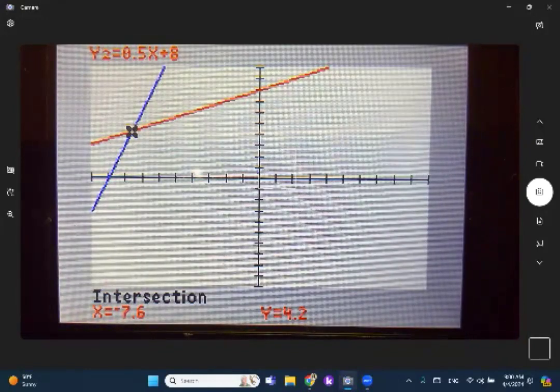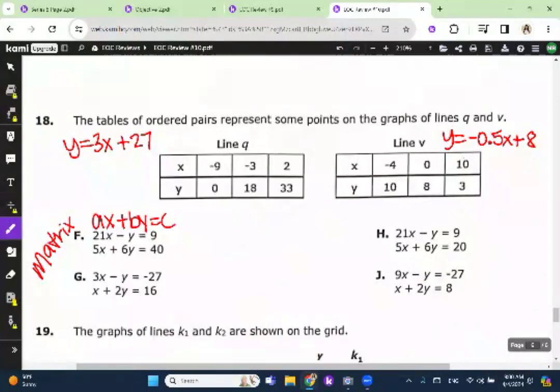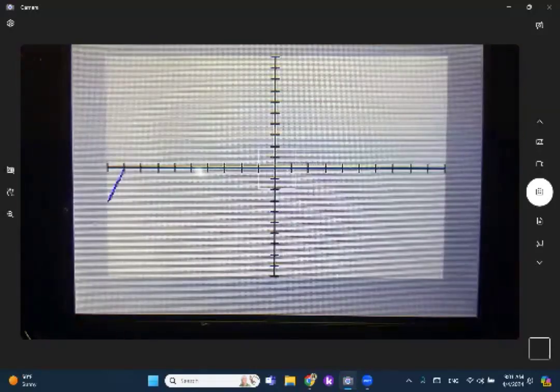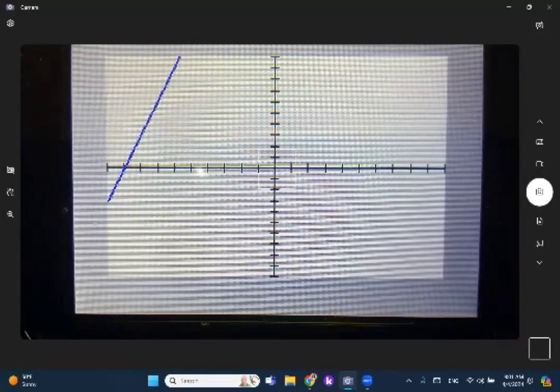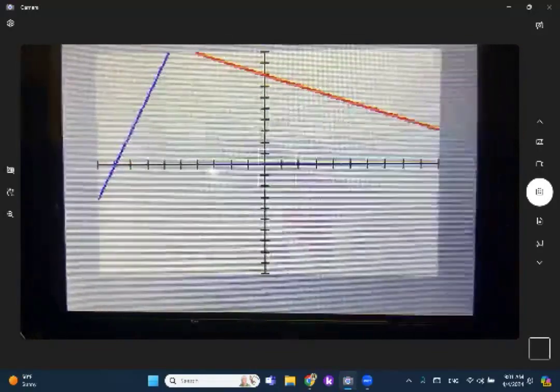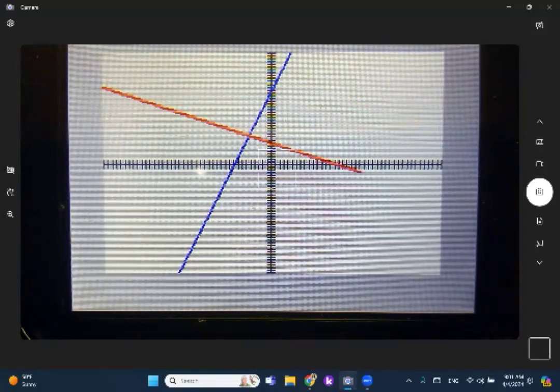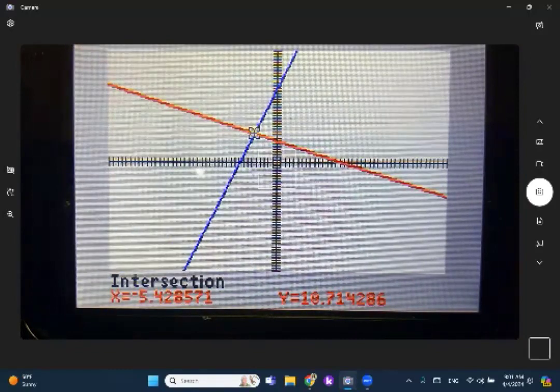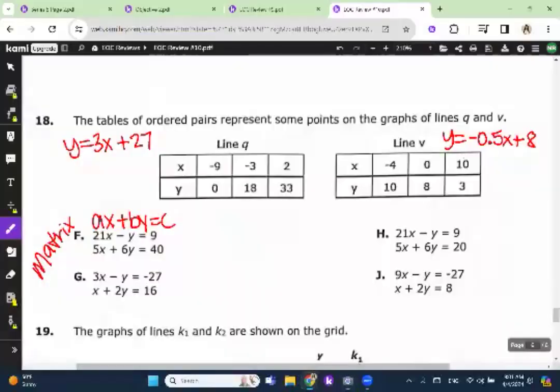Okay, so they're supposed to intersect at 7.6, 4.2. Oh, I didn't put negative 0.5. Why didn't y'all say anything? That's going to change things. I can't see the point of intersection. What do I need to do? Zoom out. Zoom 3. Make sure you push enter when you zoom out. This is huge. All right. Negative 5.4 and then 10.71.